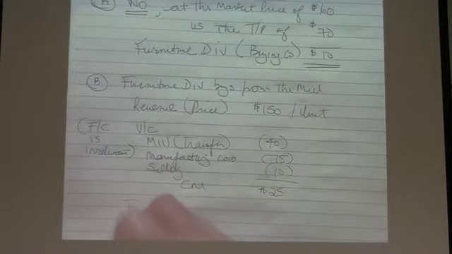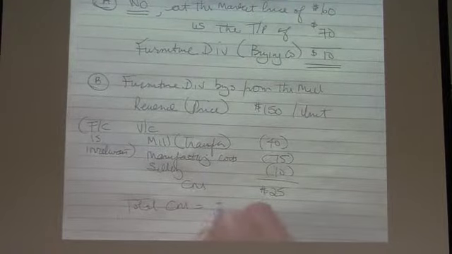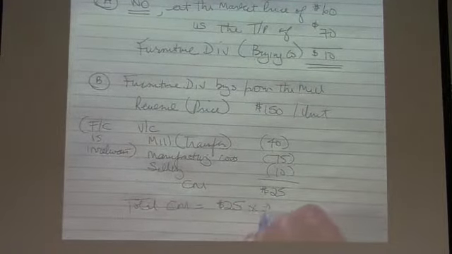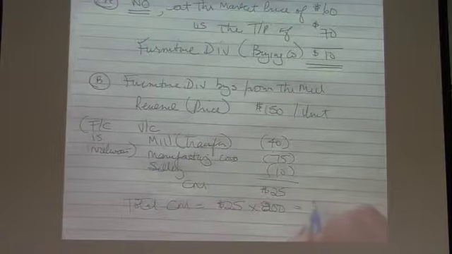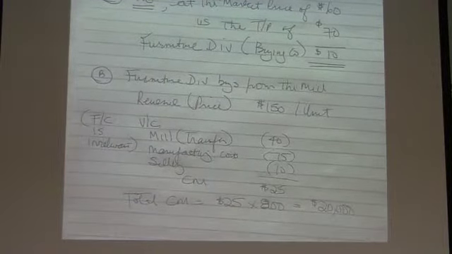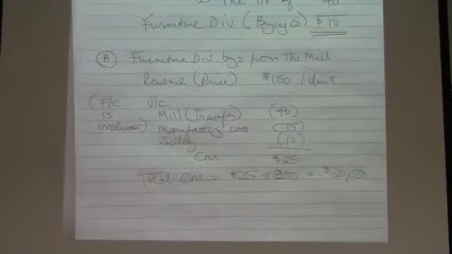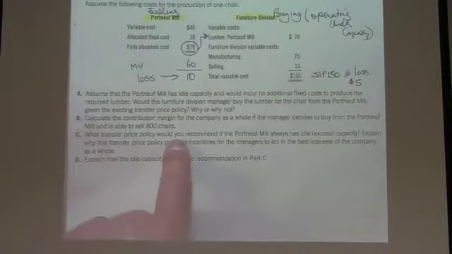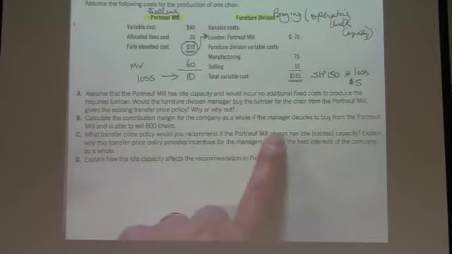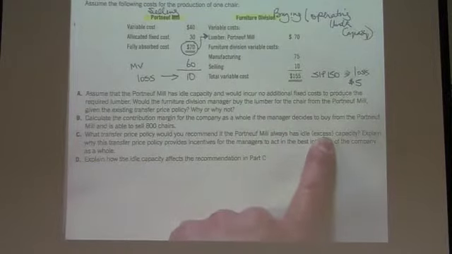Now, the total contribution margin is $25 times 800 units of chairs, right? That was the order. Gives us 20,000. So that would be the overall effect to the company if the manager of the furniture division decided to buy from the mill. Okay, part C says, let's go back to the question, what is the transfer price policy you would recommend if the mill always has idle capacity?